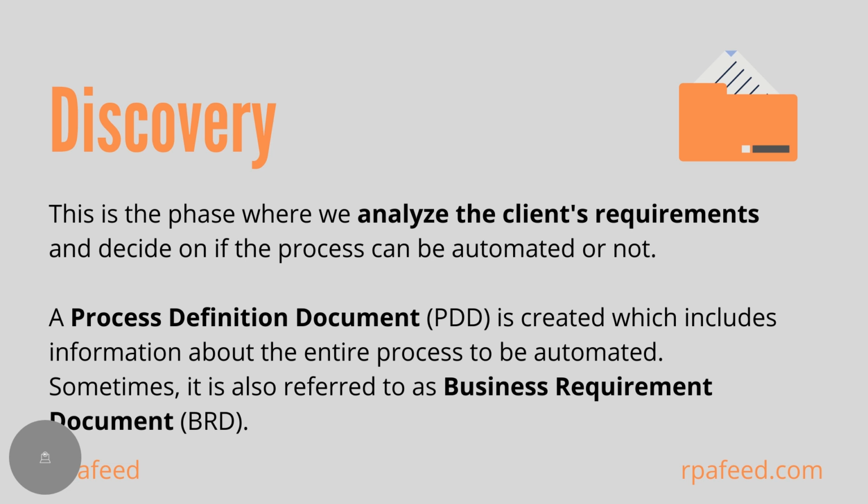So a PDD is created, a process definition document. For the entire process that is to be automated, we create a document which is called the process definition document. Sometimes we may also refer to this as the business requirement document, that is BRD. Let's move on to the next step.